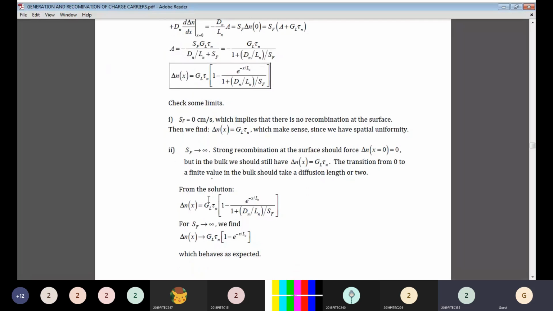So from the solution, Δn(x) equals G_L tau_n (1 minus e to the power minus x/L_N) divided by (1 plus D_N/(L_N S_F)). When S_F tends to infinity, we find Δn(x) equal to G_L tau_n times (1 minus e to the power minus x/L_N). This part, D_N/(L_N S_F), will vanish, since S_F tends to infinity, 1 by infinity will be 0. So you will have G_L tau_n (1 minus e power minus x/L_N) divided by 1, so 1 minus e power minus x/L_N.